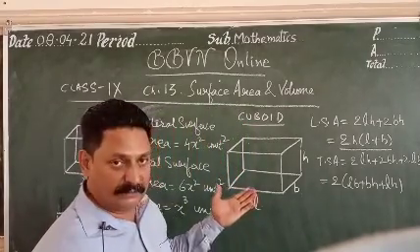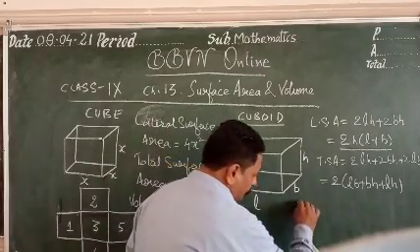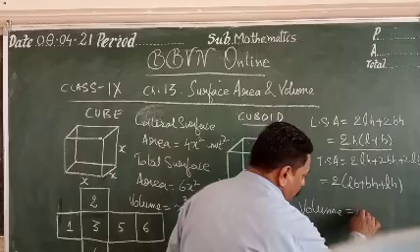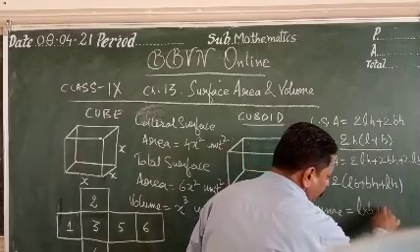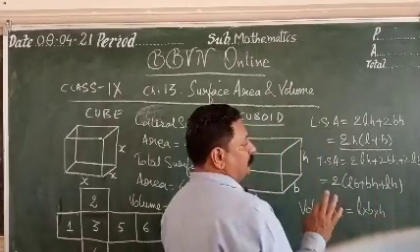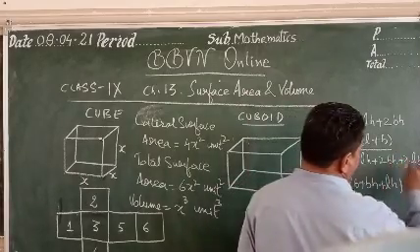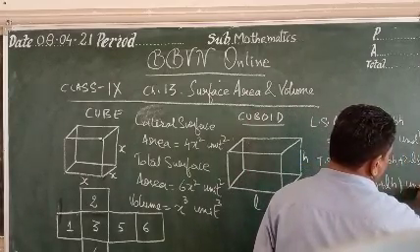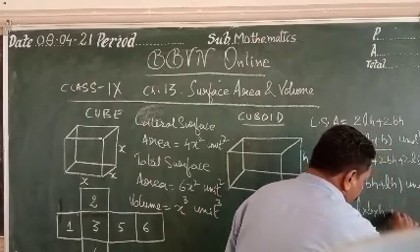Now let's talk about the volume of this cuboid. Volume is L into B into H. The units for surface areas will be square units, and for volume it will be cubic units.